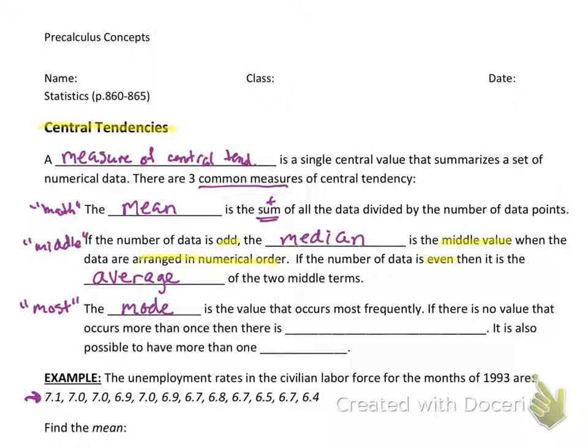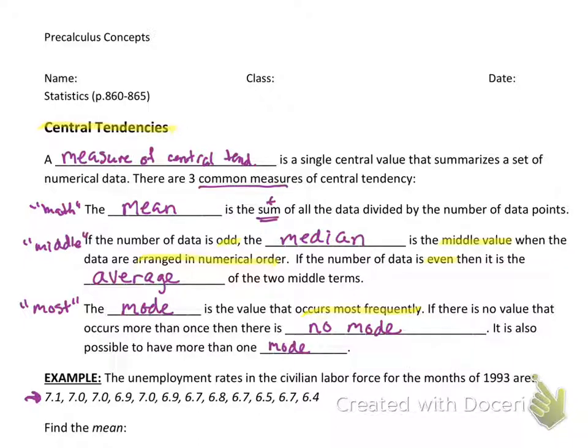Now, what if you're like, well, what if there's no value that occurs more than once? What if they all only occur once? Well, that's fine. Then you're just going to say there is no mode. Okay. It's also possible that you have a couple numbers that occur the most, right? So maybe you have a 10 that shows up 5 times in the data set, and you also have a 9 that shows up 5 times in the data set. So it's okay to also have more than one mode. You can have a couple modes.